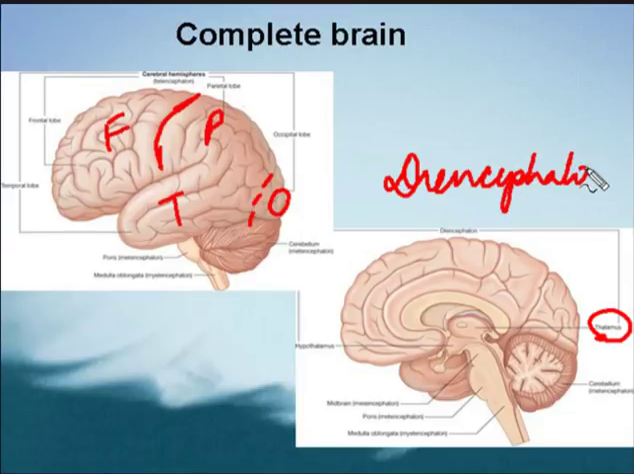where you have the thalamus, and then the part below this area here is the hypothalamus, and when you go posteriorly up here, this area is the epithalamus. So all of this together forms the diencephalon.